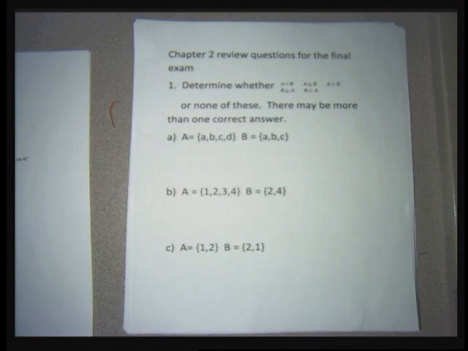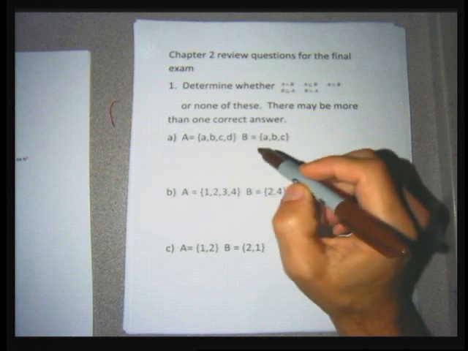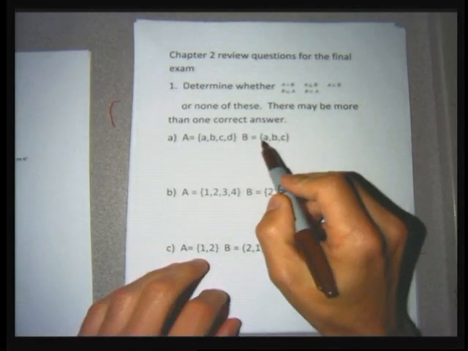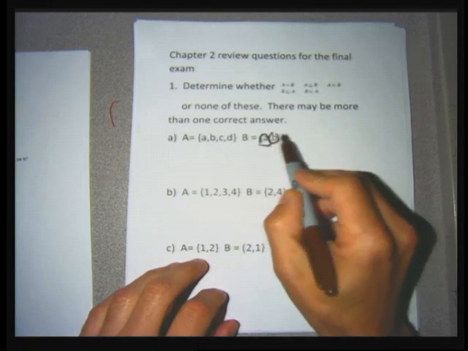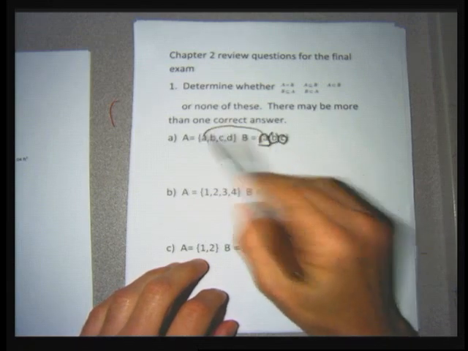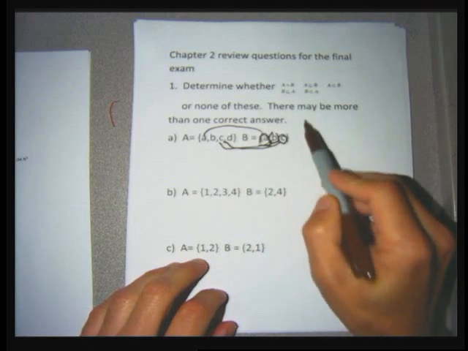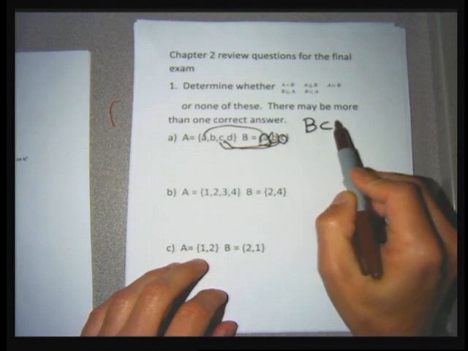So question 1 wants to know if these sets are equal, proper subsets, or subsets that are allowed to be equal. And for this question, because every element in B, the A, the B, and the C, is in the A set, B is a subset of A, and it's considered a proper subset because it's not equal. So this is a true statement.